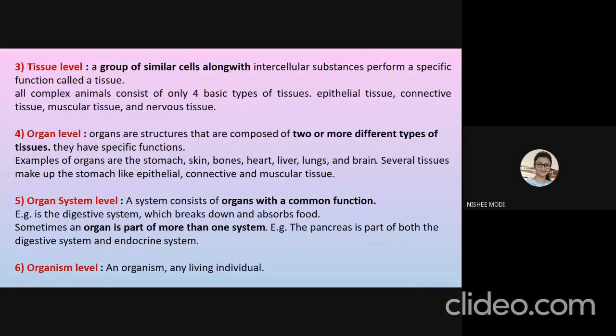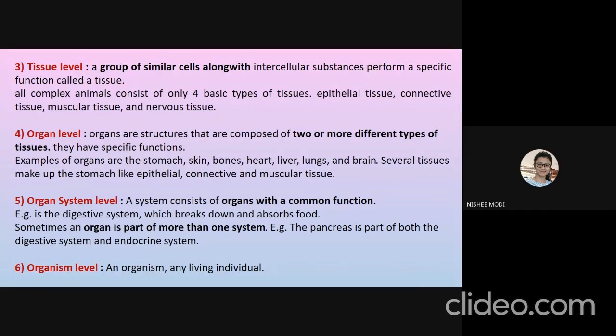In that, there are the stomach and intestine, all are included. These organs are included in the digestive system, one organ system. Sometimes an organ is a part of more than one system. It can be a part of any two or more systems. An example is the pancreas, which is a part of both the digestive system and the endocrine system.